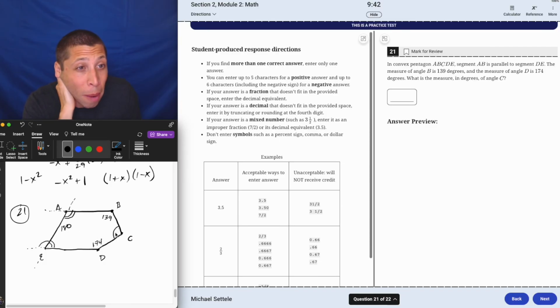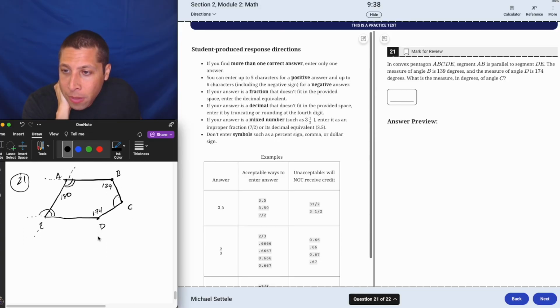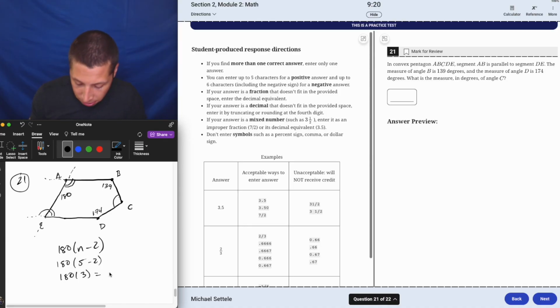Now I need to know how many degrees are in a pentagon, right? So this is actually the first time I can think of on this new SAT where I need to use this equation, 180 times n minus 2, which tells you the total number of degrees of the interior angles of any shape depending on n, which is the number of sides. So 180 times 5 minus 2, so 180 times 3 is 540?